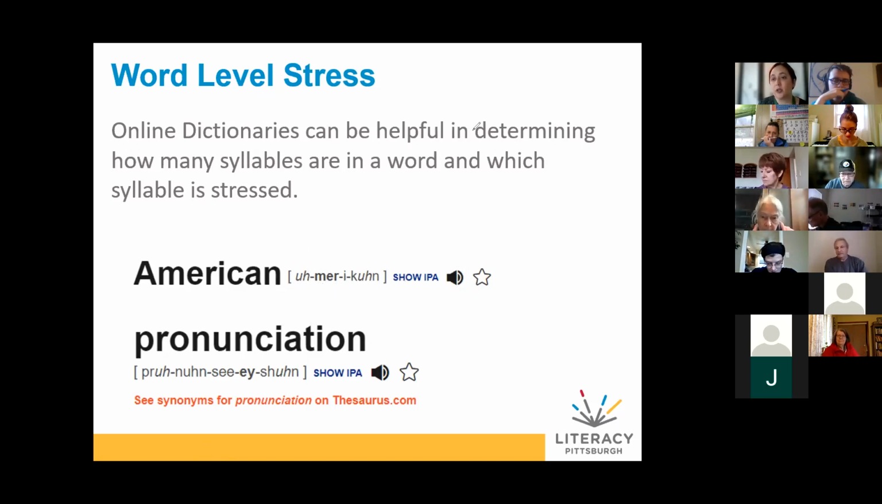So if you're not sure, double check a dictionary. You can teach your students to check a dictionary. This can be helpful to them. They can listen to it and get the rhythm down, get the stress down.